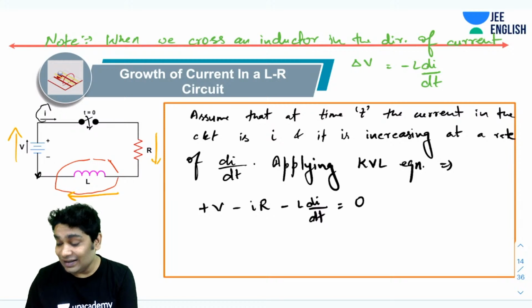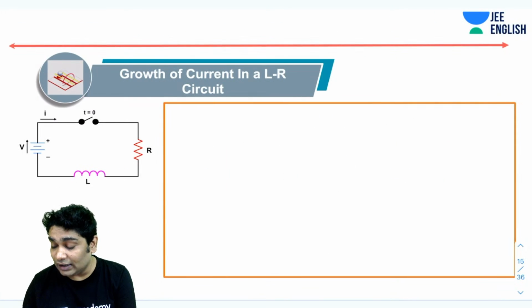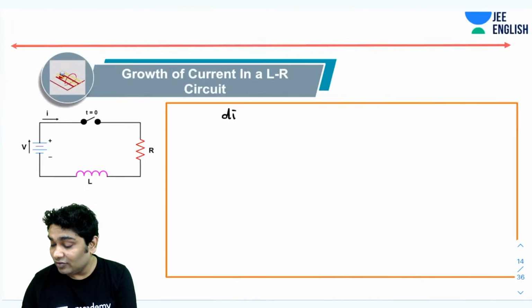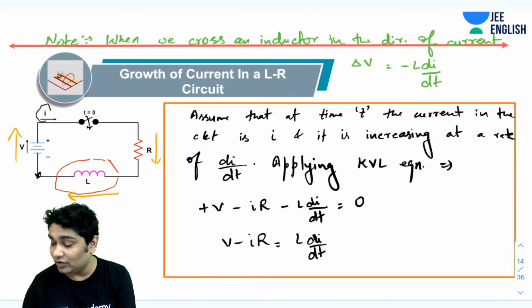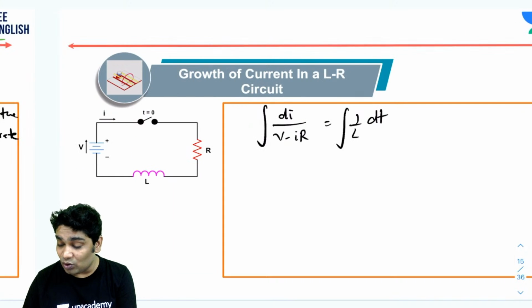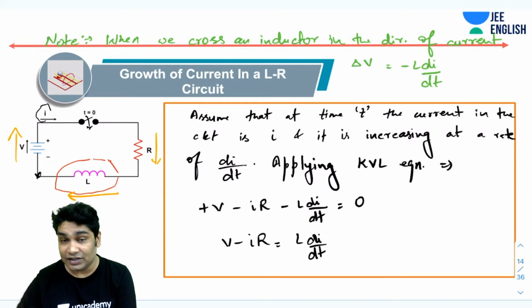Now let's solve this equation and see what we have. We will get V minus IR equals L di over dt. I can take the I terms on one side. If I do that, I will get di over V minus IR equals dt over L. Correct. Now I will integrate this. I know that the current at t equals 0 was 0, which I have already assumed because at t equals 0 the switch was open. I just closed it at t equals 0.